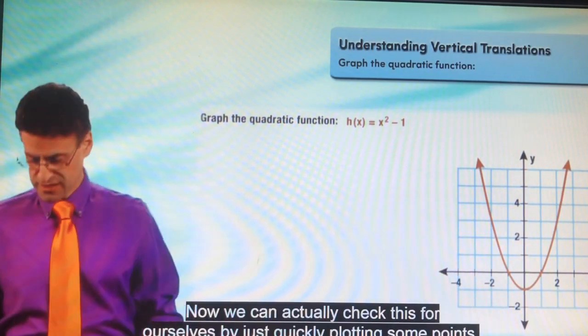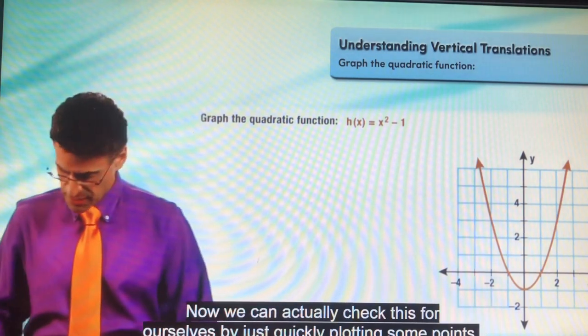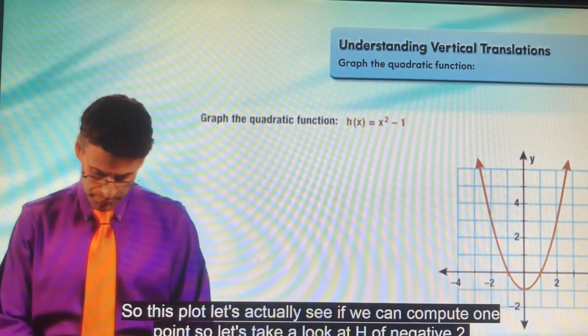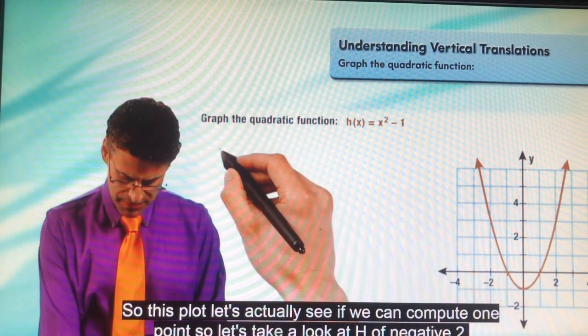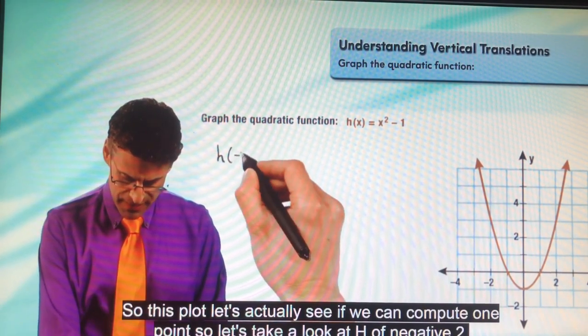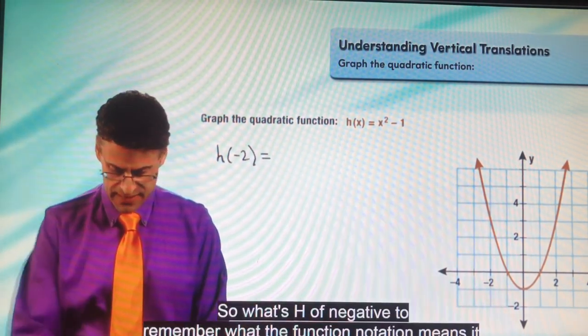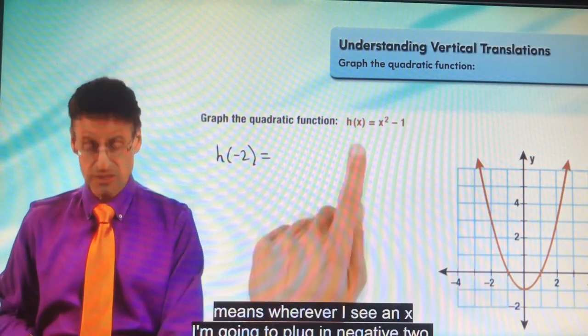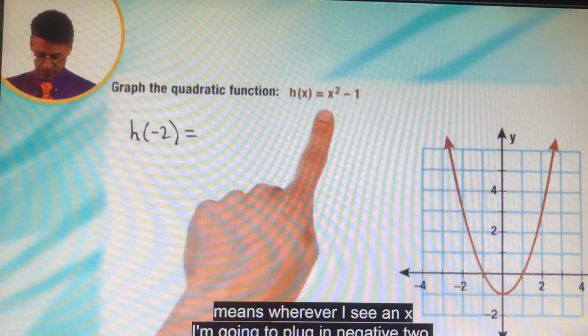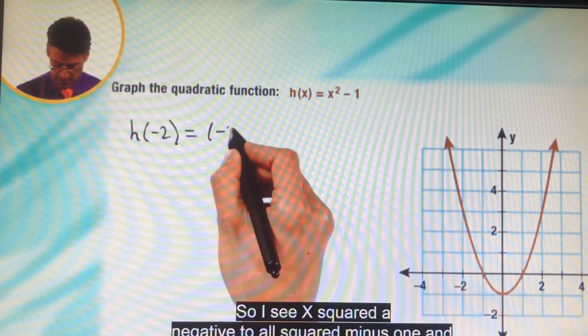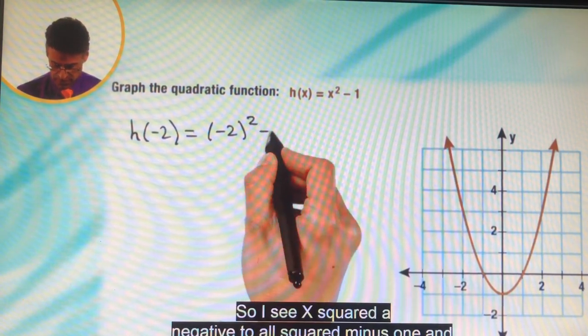Now, we can check this for ourselves by just quickly plotting some points. Let's see if we can compute 1 point. So let's take a look at h of negative 2. So what's h of negative 2? Remember what this function notation means. It means wherever I see an x, I'm going to plug in negative 2. So I see x squared, so that's negative 2 all squared minus 1.